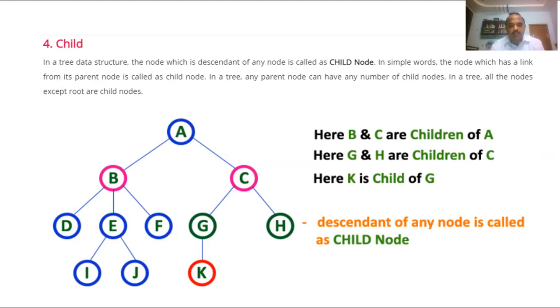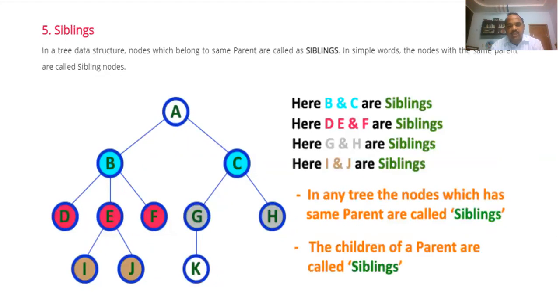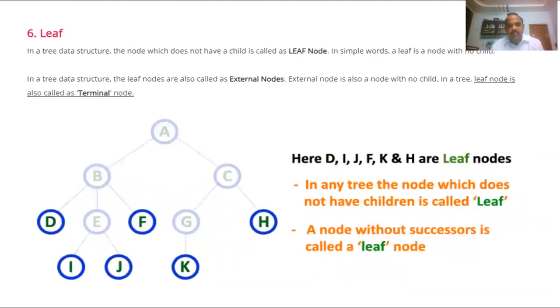G, H are also children of C. I is a child of E. K is a child of G. Clear all of you? Siblings. So for example, here B, C are siblings. D, E, F are the siblings under B. G, H are the siblings under C. I, J are the siblings under E. K is the only child of G.